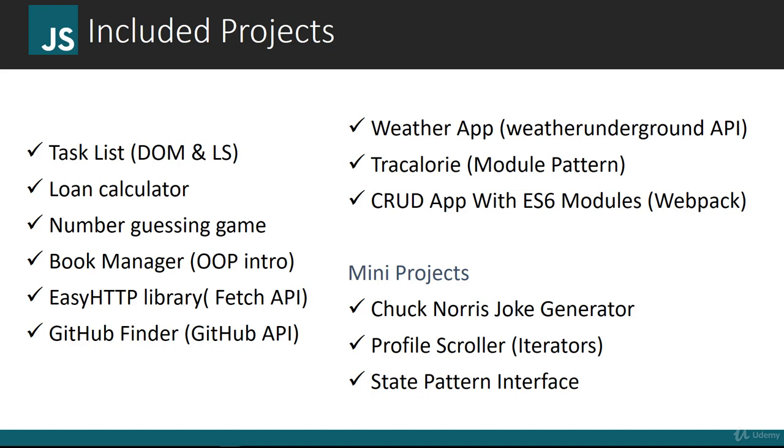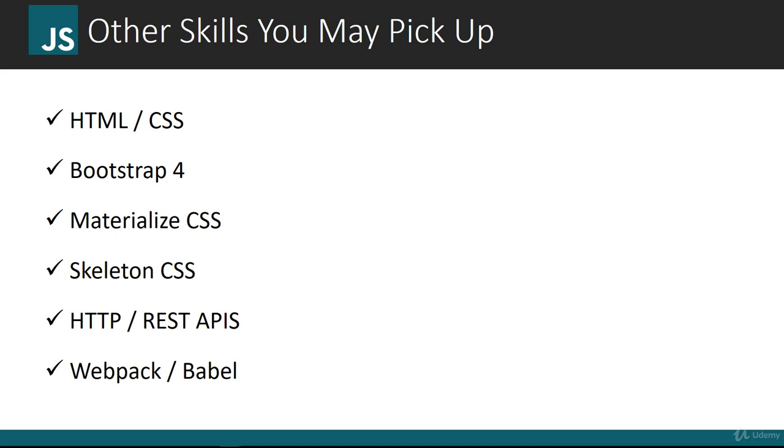All right, so these are some of the things that we'll learn throughout the course. And these other things listed here are things that we're not going to completely focus on and fully explain, but these are skills you may pick up. So more HTML and CSS. We're going to use frameworks like Bootstrap 4, Materialize CSS, Skeleton CSS.